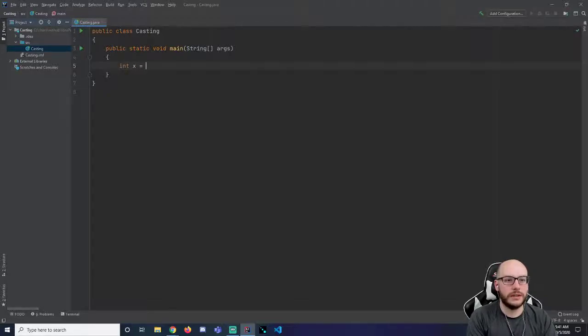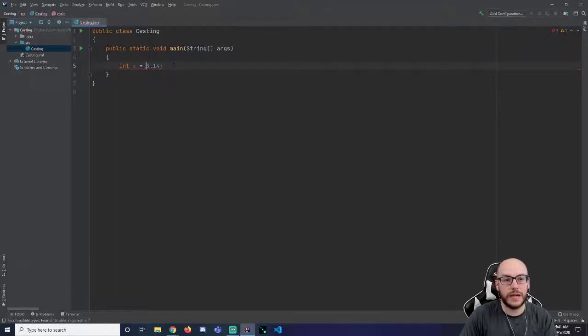Okay, if I try to just flat out save 3.14, you see IntelliJ underlines this with a red squiggly. This is a syntax error. This is a compile time issue. You can't save a double into an integer, and this is as far as I can get.